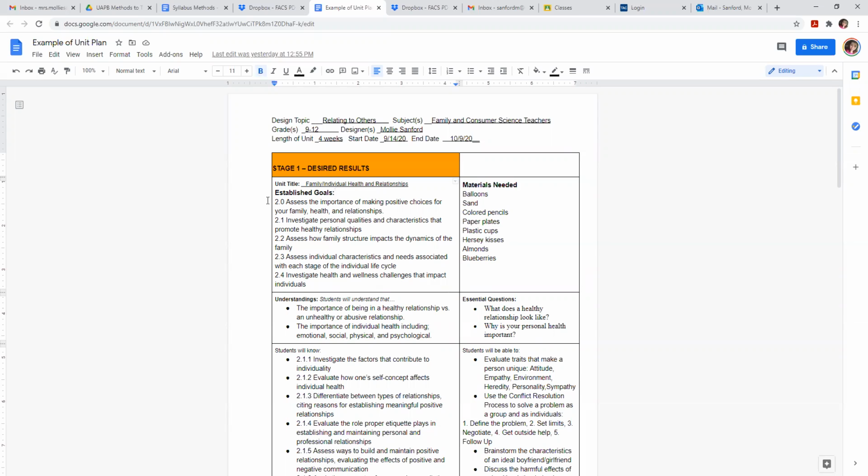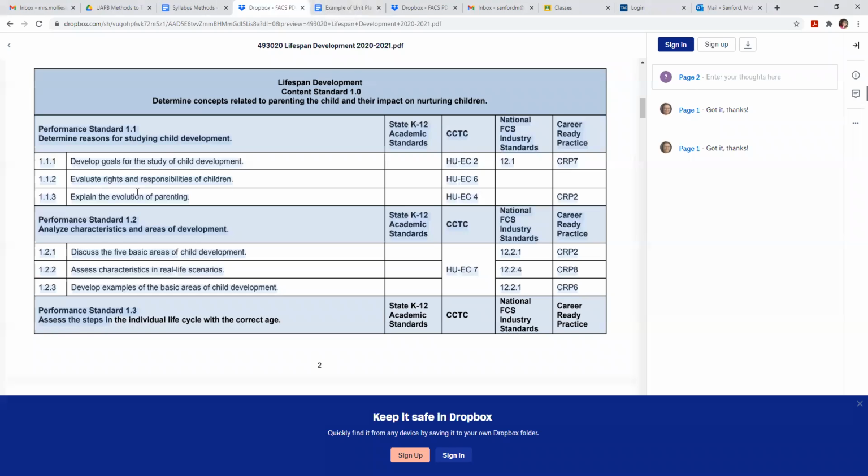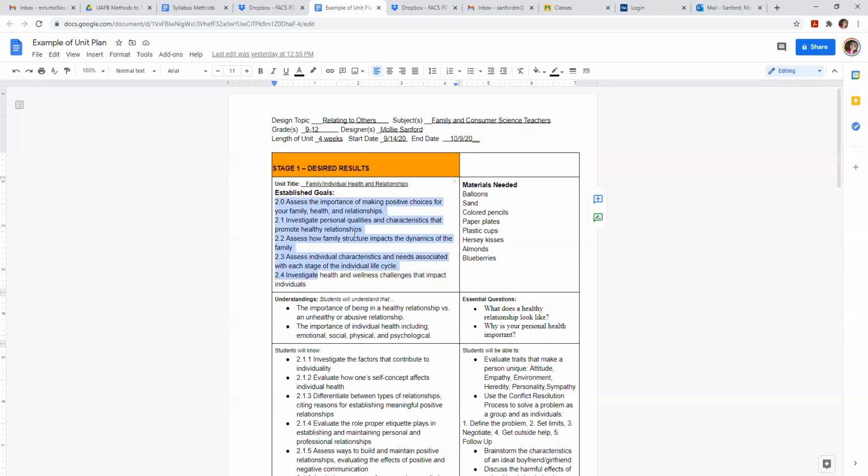So my goals, see these numbers? Where did I get these? I got these from this. These bold ones are the ones I grabbed and put here. Those are my goals for my students.